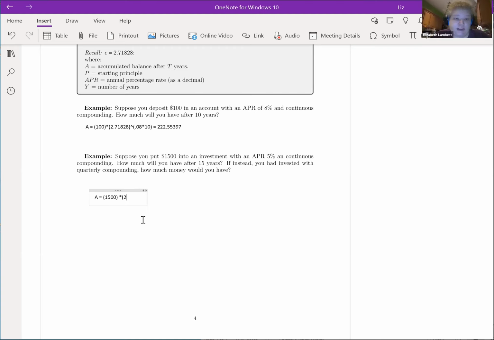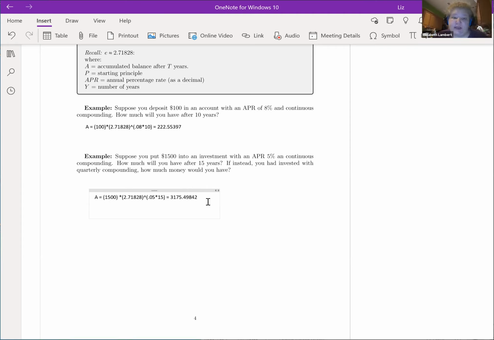So continuous: 2.71828 to the, now our interest rate is 0.05 times 15 years. All right, so that will more than double. $3,175 and change.